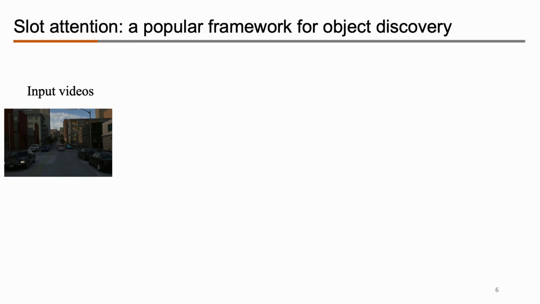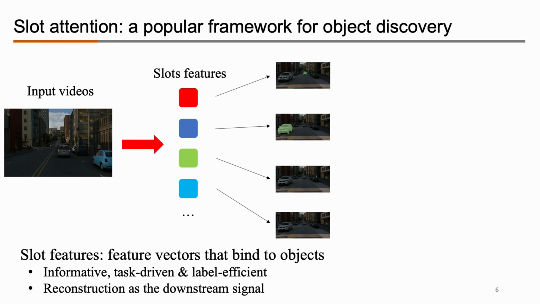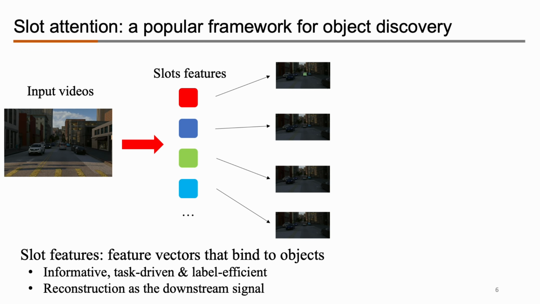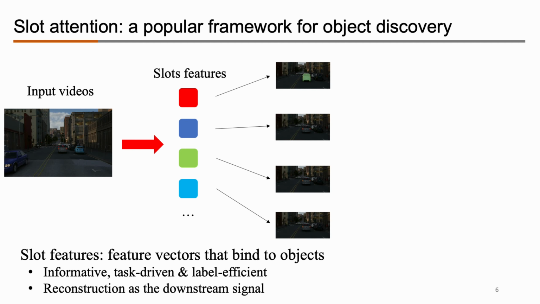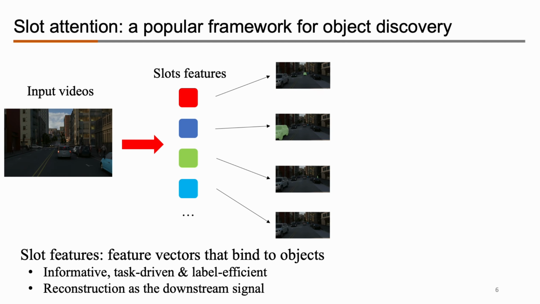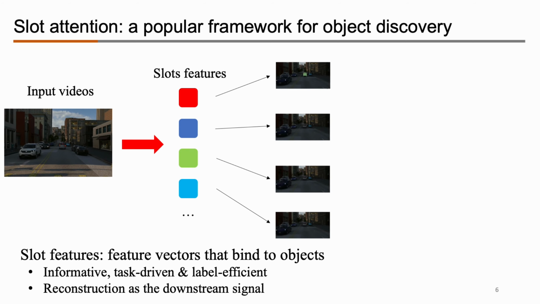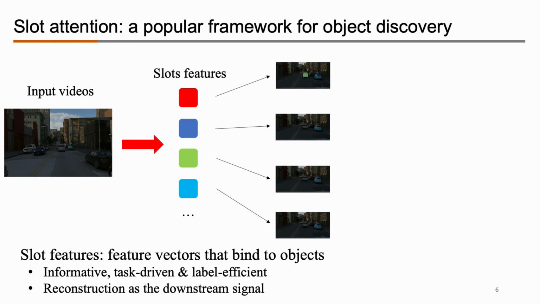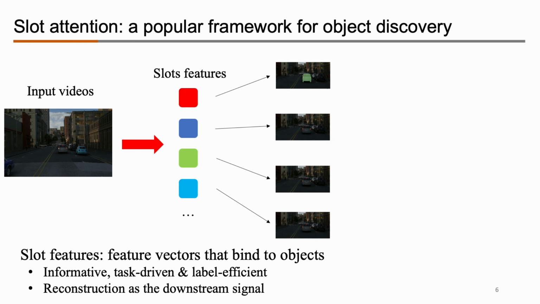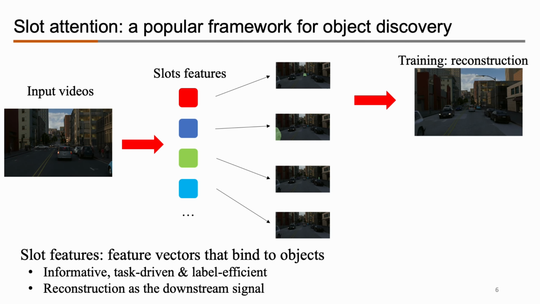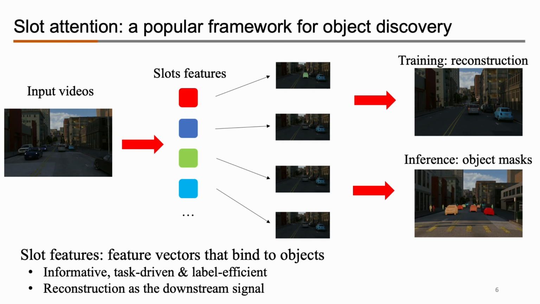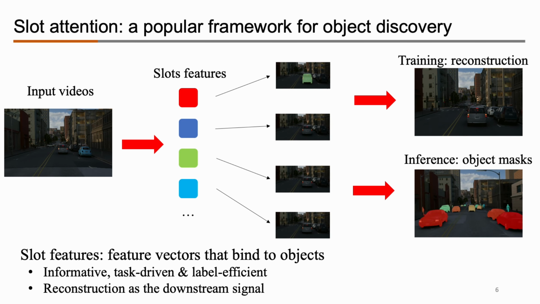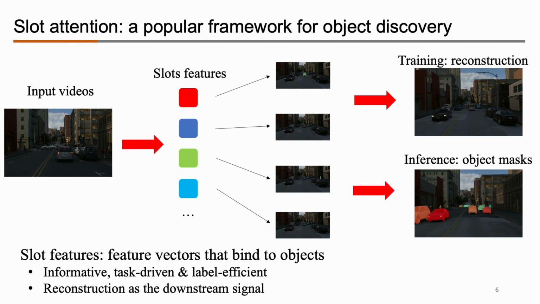A popular framework for object discovery is slot attention. Concretely, they perform a single step of image encoding followed by an iterative attention operation, which is used to bind a set of object-level compositional variables called slots to image locations. The slots are then decoded individually and combined to reconstruct the image. During inference time, only the attention masks are produced to discover the objects.